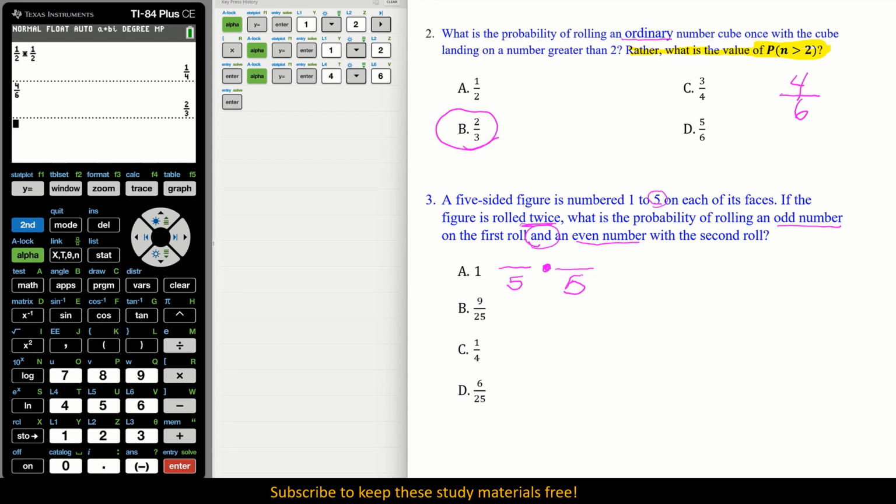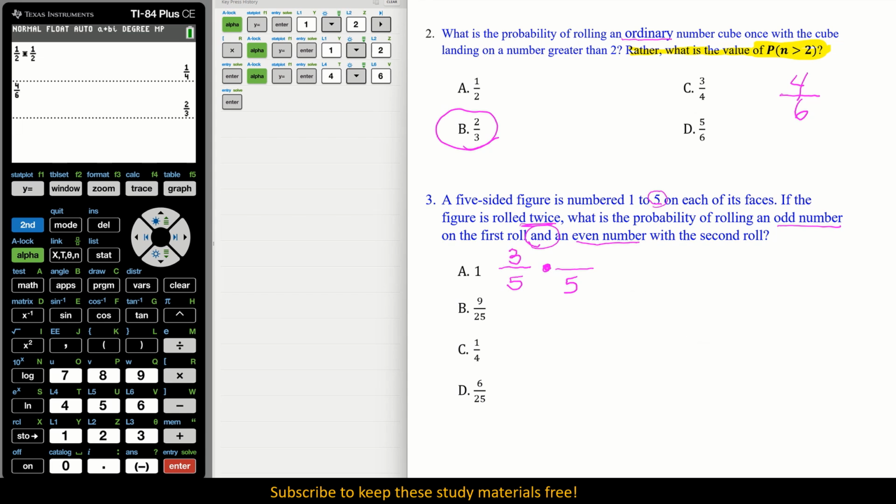If I could write these correctly, that'd be great, so you could read them. Let's see if I can do it. Yeah, it's a little bit better. On the first one, we want odd. From 1 to 5, that's 1, 3, and 5. So there are 3 odd numbers.